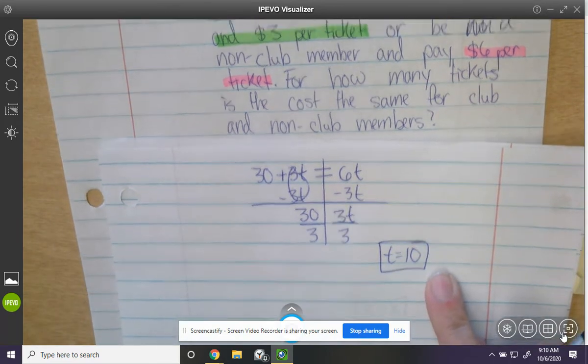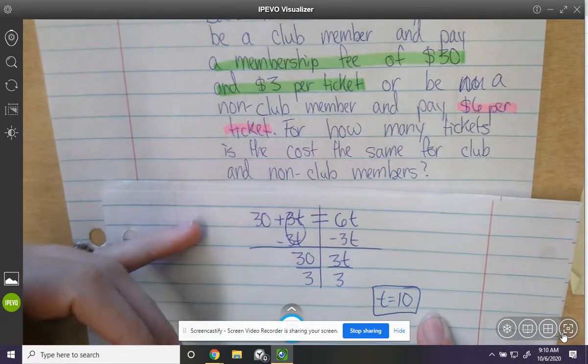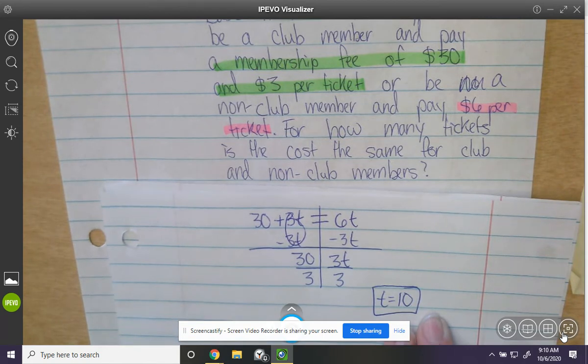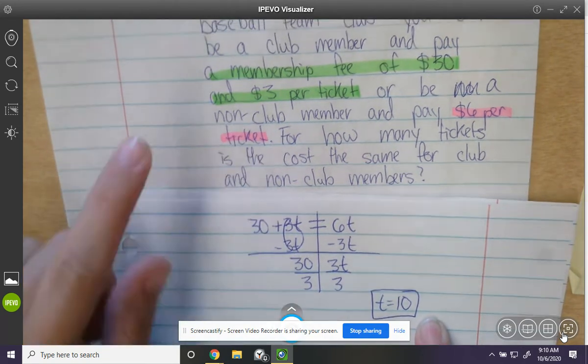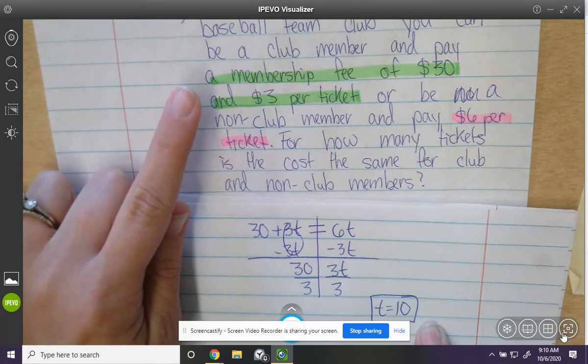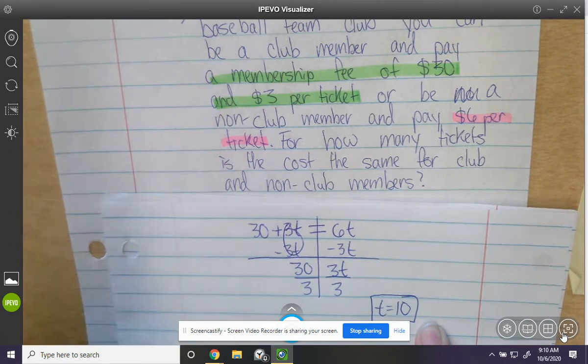What that means is if I was going to go to 10 games, it doesn't matter if I want to be a club member or a non-club member, I'd end up paying the same amount. If I want to go to more than 10 games, then I probably need to be a club member because that's going to save me money. But if I want to go to less than 10 games, I'm actually going to be paying more to be a club member. So I might as well just pay per ticket and be a non-club member.